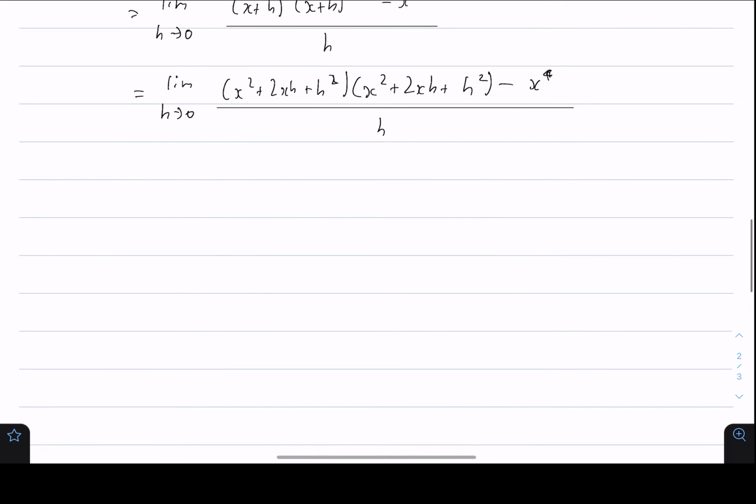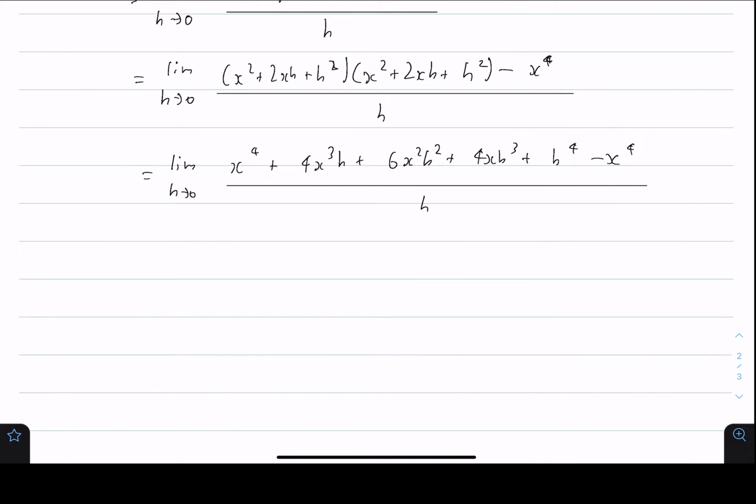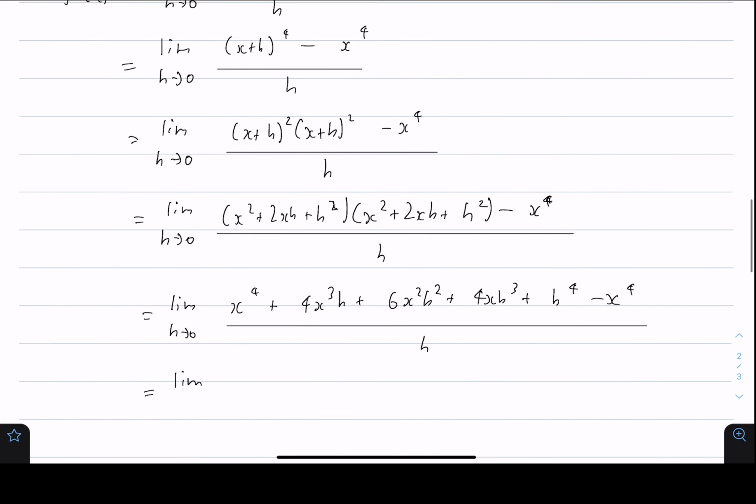So if you expand here, you should get this: x power 4 plus 4x cubed h plus 6x squared h squared plus 4xh cubed plus h to the power 4 minus x to the power 4 all over h. This is something called a binomial expansion, and you'll learn about it eventually. Basically, it allows you to find and expand stuff that has large powers.